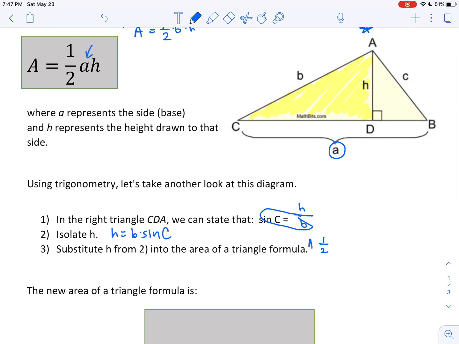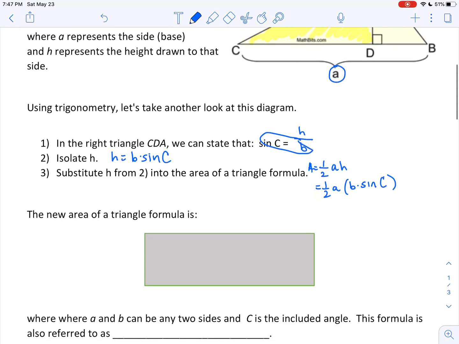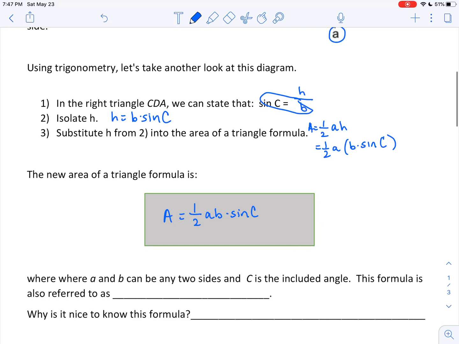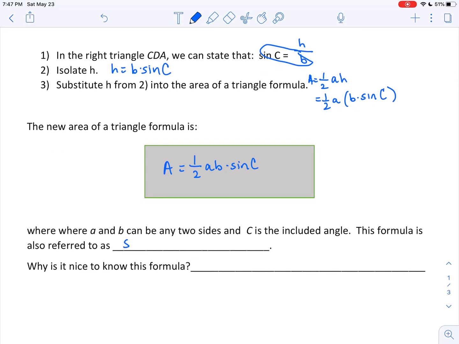Now looking at the original formula in the box that we are familiar with, 1/2 a times h, we're going to replace h with the expression from step 2. So in place of h, we're going to put b times sine of C. So we can see that we don't actually need to know what the height is. The area formula given in step 3 is the one I'm going to record in the box: 1/2 ab, side length a times side length b, times sine of angle C. And so a and b are any two sides, and C is the included angle between a and b. The formula is also referred to, because the angle is included, as the side-angle-side formula for area.